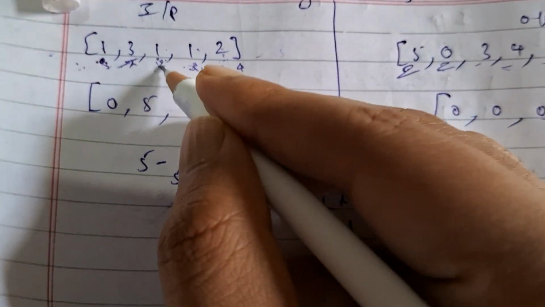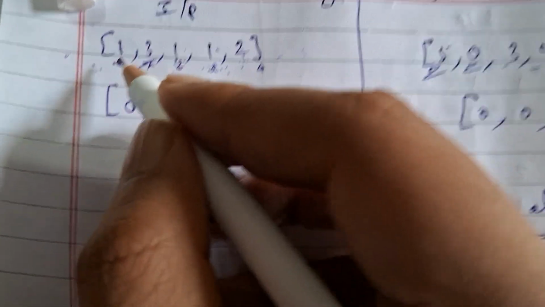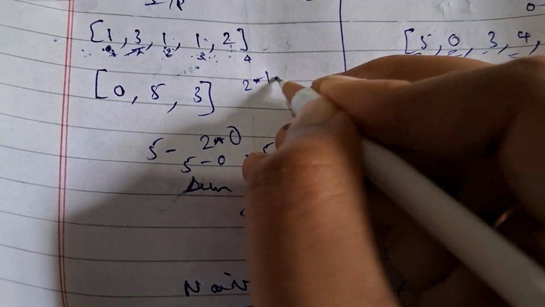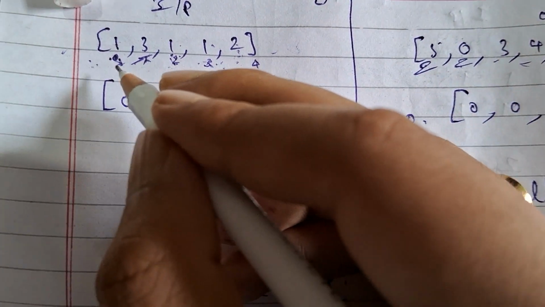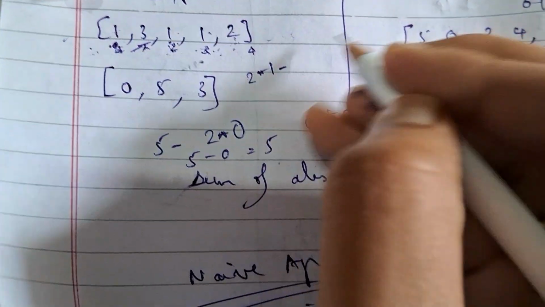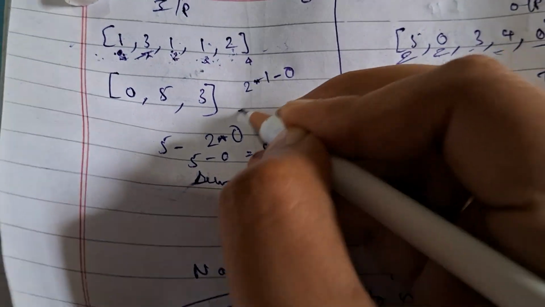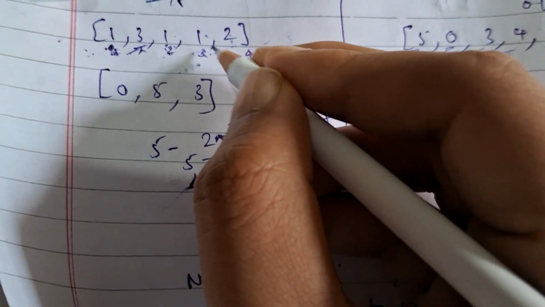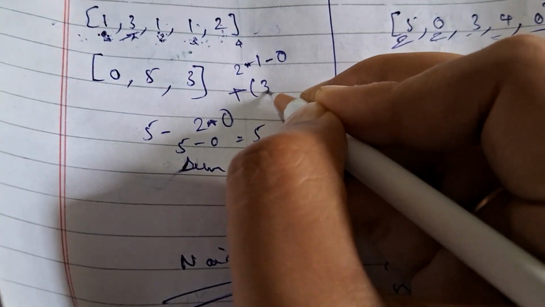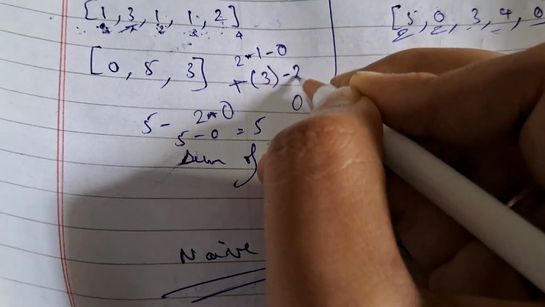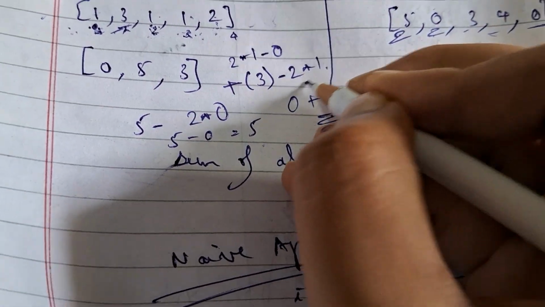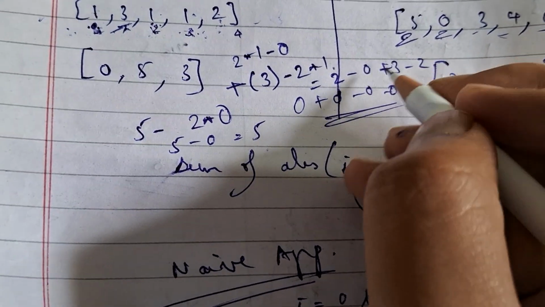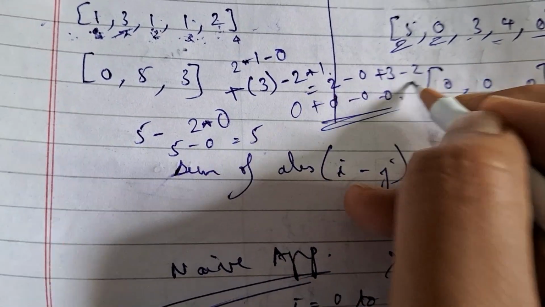So for this 2, how many are there before it? 1, right? So that is 2 into 1 minus what is the sum? That is 0, right? Plus, what is the sum of positions of elements after that? That is 3, right? 3 minus 2 into 1. So that is 2 minus 0 plus 3 minus 2. That is 2 plus 1, that is 3, right?